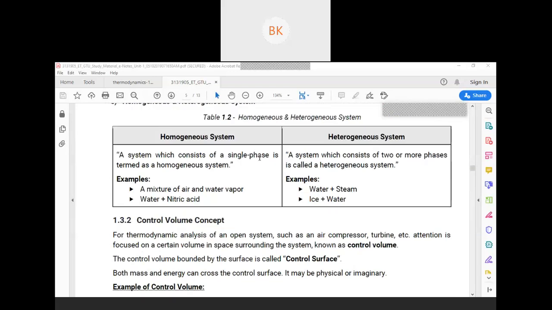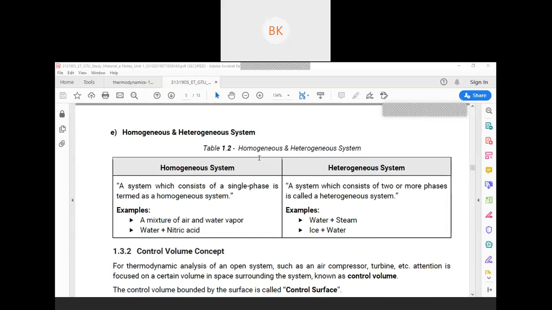Then the next thing is nothing but your homogeneous or heterogeneous system. So what is a homogeneous system? A system which consists of a single phase is called a homogeneous system. Matlab, if in a system only one type of phase is there, that will be a homogeneous system. For example, a mixture of air and water vapors, or water plus nitric acid. So single phase only there, either it is liquid only or gases only.